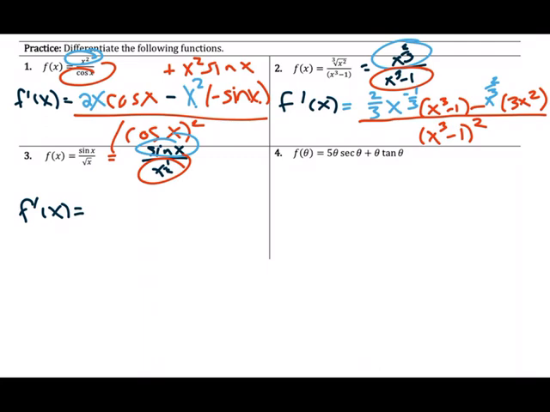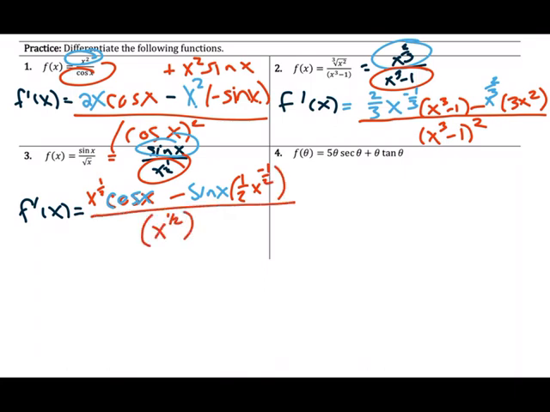So the derivative of sine is cosine of x, and we're going to multiply that by the denominator, which I'm going to actually put in front, x to the power of 1/2, minus, keep your numerator the same and take the derivative of the denominator, which is 1/2 x to the negative 1/2, and that's all over x to the power of 1/2 squared. And let's clean this up just a little bit.